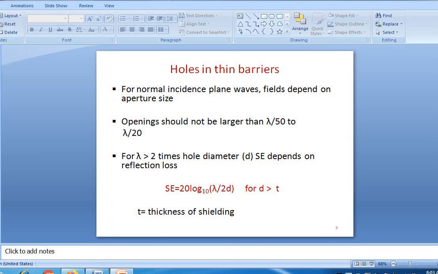This aperture or opening should not be larger than lambda by 50 to lambda by 20. If it is large, then the effectiveness of the shielding will not be there. Suppose the wavelength of the incident wave is greater than twice the hole diameter, then the shielding effectiveness depends on the reflection loss. The shielding effectiveness formula is 20 log to the base 10 lambda by 2d. D is the diameter of the hole. If it is greater than the thickness of the shielding, then this is the equation for it. Thank you.